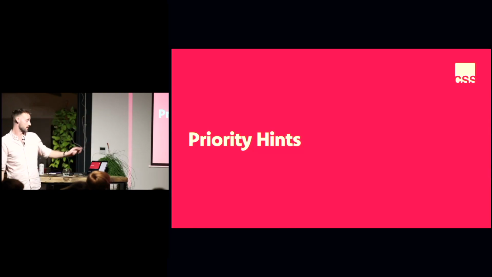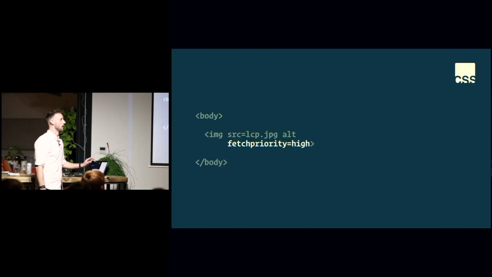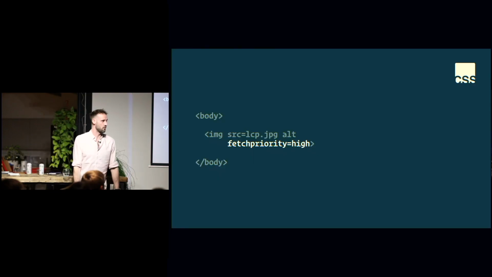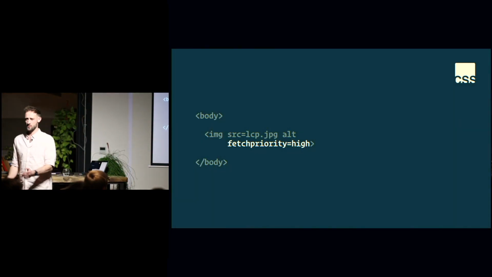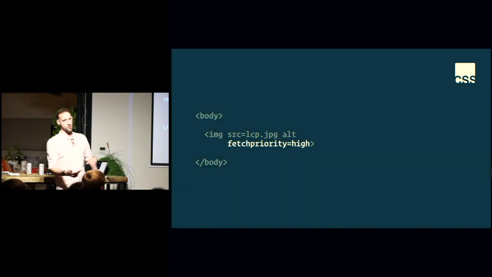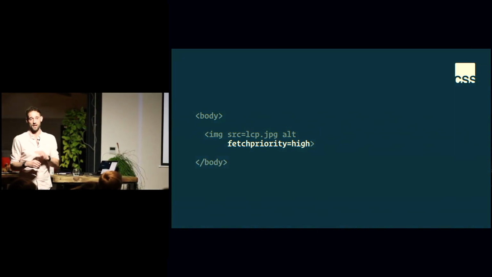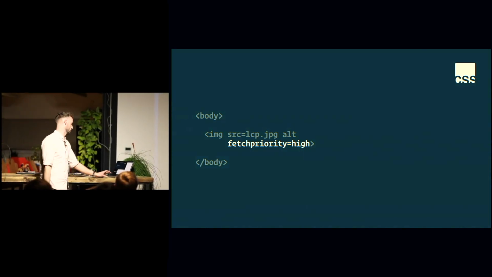This is probably my favorite thing in the entire talk, because it's a lot of bang for your buck. Priority hints look as simple as this. Fetch priority equals high. You could also use auto, which is the same as doing nothing at all, so it's kind of redundant. Or you could use fetch priority equals low. This is just a game changer. This is only available in Chrome at the moment, but it's a really, really powerful and very simple tool.